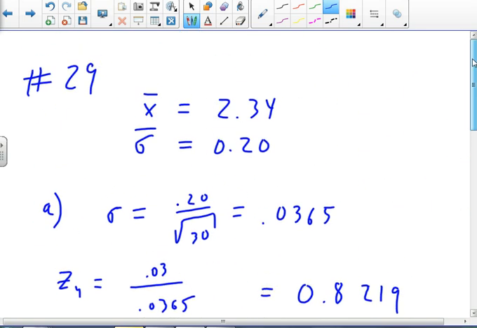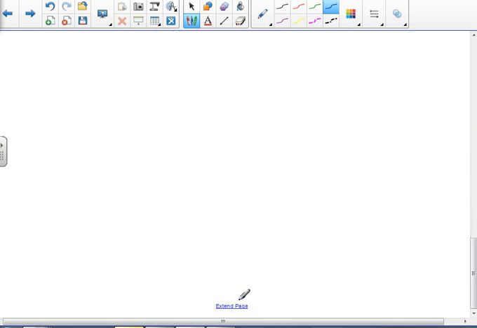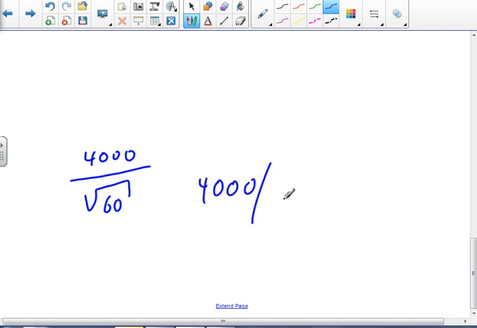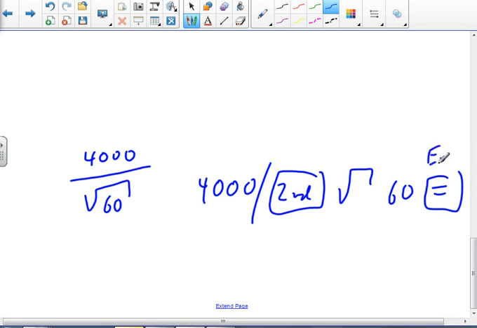How'd you type that in your calculator? Okay, so this is the problem before then. You could use that one up there. Alright, so I want 4,000 divided by the square root of 60. So I would put 4,000 divided by, and I would hit my second function key, my square root key, 60, and then enter. So that's what I would do. Now you may have to put brackets around that square root. You may not.